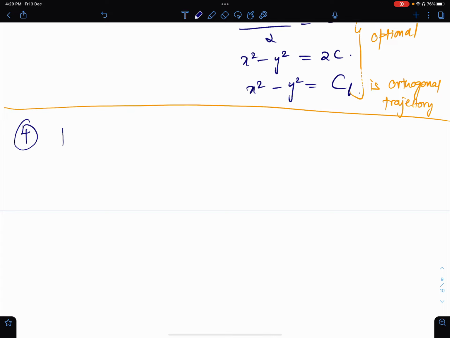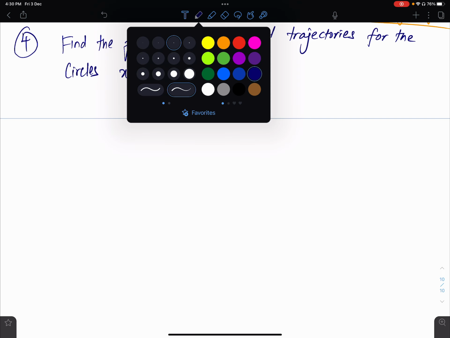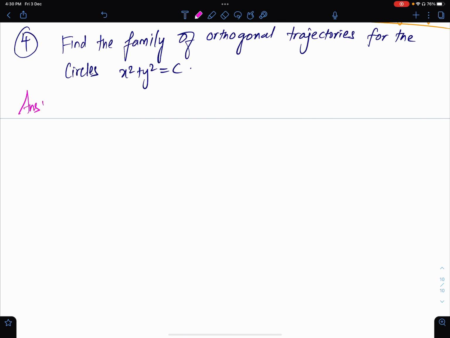So find the family of orthogonal trajectories for the circles x squared plus y squared equal to c. I think four questions are enough, but if time permits, I will do the last one.